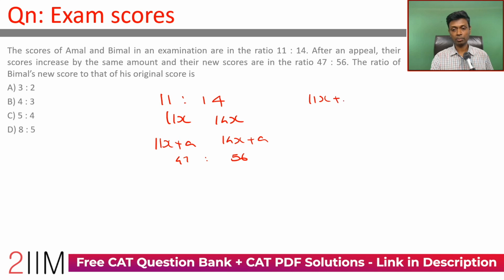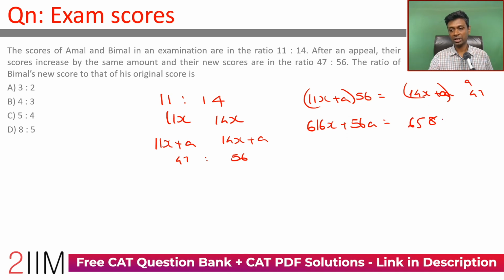So 11x plus a into 56 is 14x plus a into 47. This is a. 11 into 56 is 616x plus 56a. 14 into 47 is 658x plus 47a.